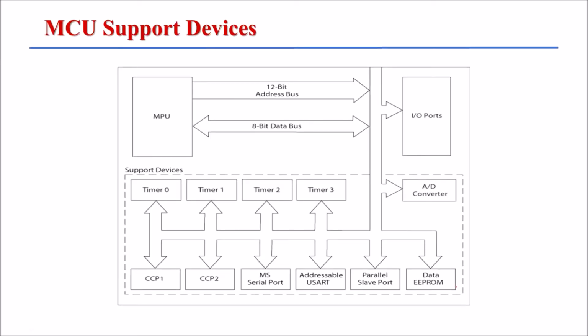Then supporting devices, peripheral devices available in PIC microcontroller. So here few devices are shown, like it has timers, timer 0, 1, 2, 3. Then capture compare modules, 2 modules are there, CCP1 and CCP2. Then MSSP serial port is there, addressable USART port is there, parallel slave port is there, data EEPROM is there. So a number of supporting devices are available in PIC microcontroller. AD converter is there.